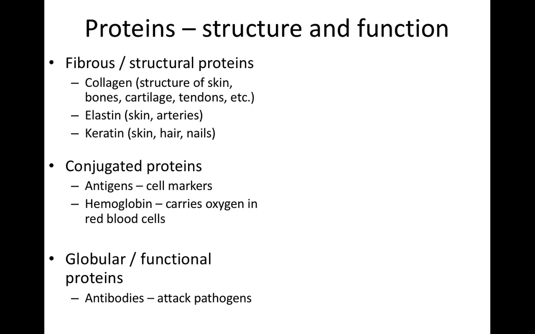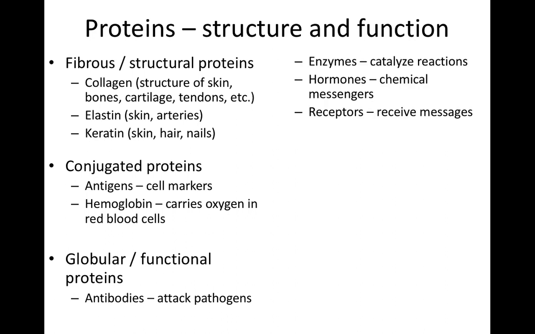Antibodies are a type of protein made by our immune system, and they are able to recognize the antigens, or markers, on the outside of cells. In this way, they are able to identify pathogens, microbes such as bacteria and viruses, and immobilize them. Enzymes catalyze chemical reactions. We'll talk more about those in a bit.